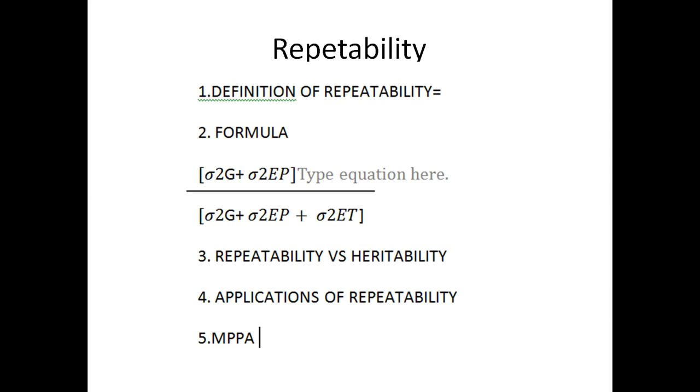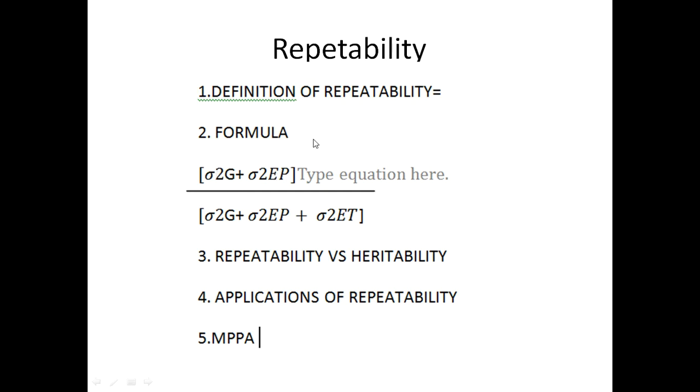Repeatability is the upper limit of heritability. You see, heritability was equal to sigma square g upon sigma square g plus sigma square ep plus sigma square et, that is sigma square p. So heritability was equal to sigma square g upon sigma square p. You must be remembering it.